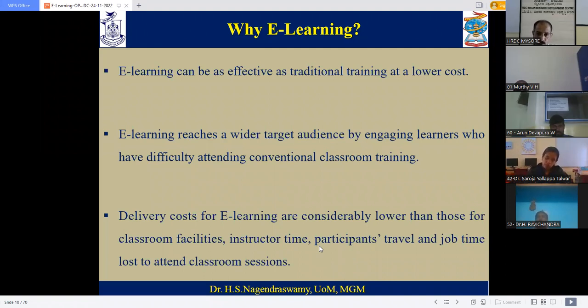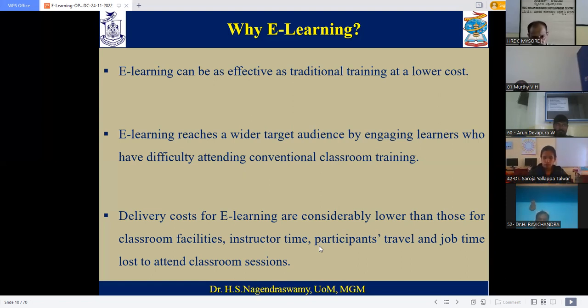So e-learning reaches a wider target audience by engaging learners who have difficulty attending conventional classroom training. Okay, because conventional classroom training requires travel, time to travel, and many other constraints and barriers. With the support of e-learning, the audience can sit at their place and attend the classes online. So e-learning reaches a wider target audience by engaging learners who have difficulty attending conventional classroom training. I think it is very much evident because you already experienced it and you are quite familiar with this.